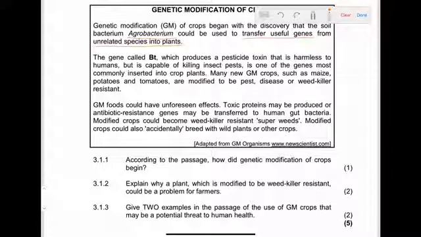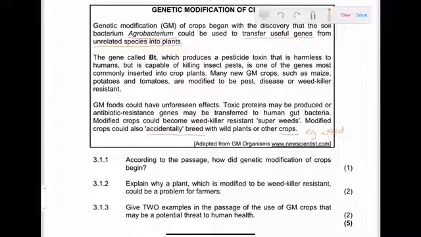Explain why a plant which is modified to be weed killer resistant could be a problem for farmers. So you would explain that the potential of accidental breeding between the crops and, for example, weed species could result in weeds that are weed killer resistant, which means that the farmer would then have to increase his labor to be able to get rid of the weeds and to save his crop.